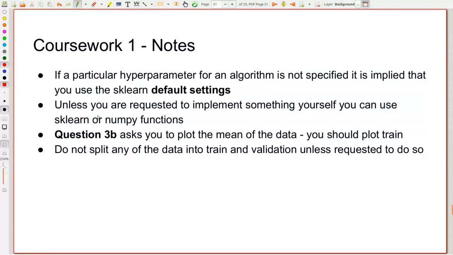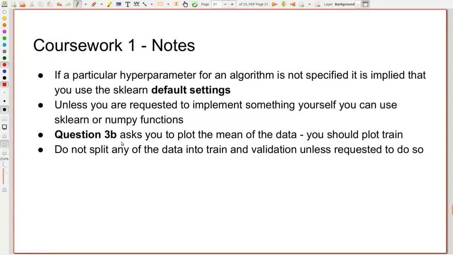And again, someone else asked, can I use a NumPy function for X, Y, or Z? Unless you're requested to explicitly implement something yourself, which it does say in one or two places in the coursework, you can use the built-in functions in sklearn or NumPy. Okay, so there's only, I think, one or two places where you might be expected to actually report some code.